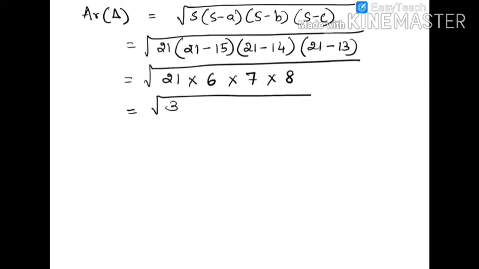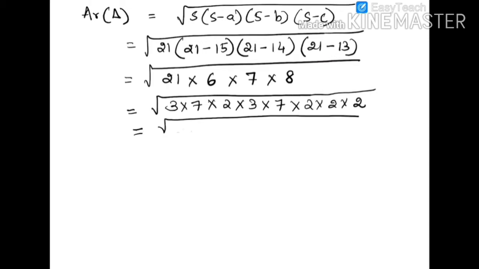21 can be written as 3 into 7, 6 as 2 into 3, 7 is a prime number, 8 can be written as 2 into 2 into 2. Now write pair of factors that are identical. So 3 into 3, I have written these two. 7 into 7, I have written these two. 2 and 2 and another pair of 2.